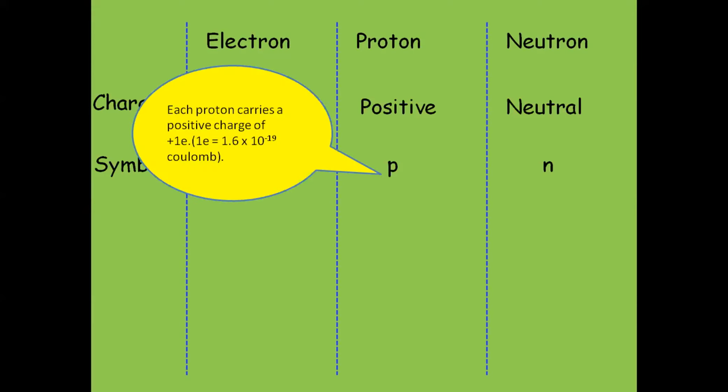Moving ahead, each proton carries a positive charge of plus E. This is the electrical charge of the proton, which is represented by plus E, and the value of 1 E is 1.6 into 10 raised to minus 19 coulombs. 1.6 into 10 raised to minus 19 coulombs is the value, and coulomb is the unit for this electrical charge. Please make sure you make a note of this, that 1 E carries 1.6 into 10 raised to minus 19 coulomb, and each proton carries this positive charge.